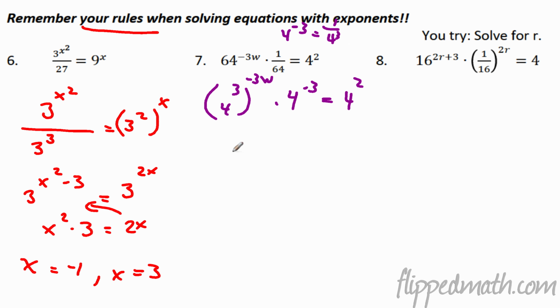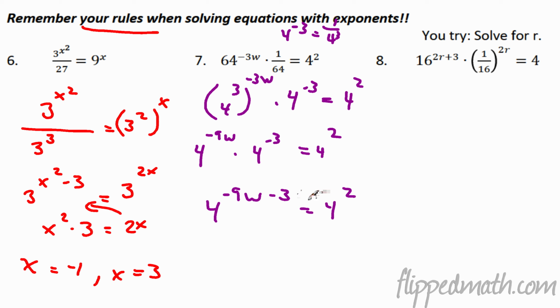So at this point now, what am I going to do? I'm going to multiply those exponents, so 4 to the -9w times 4 to the -3 is going to equal 4 squared. At this point, remember our rules when they're side by side here. This is the product property. You can add those together. So we're going to get 4 to the -9w minus 3. I just added those together. You can do plus -3. That's going to equal 4 to the second power.